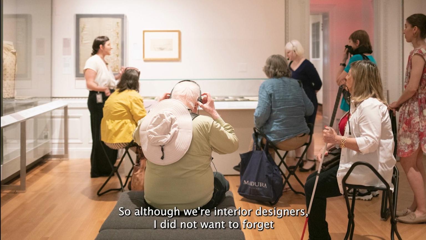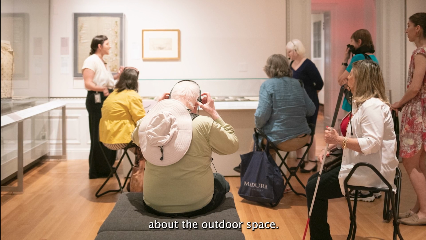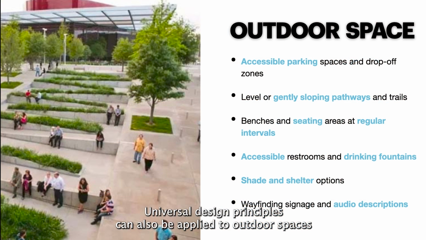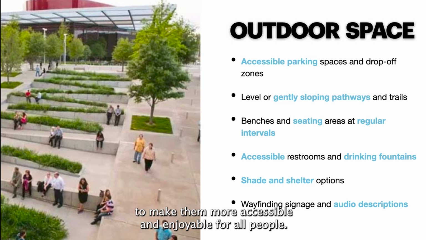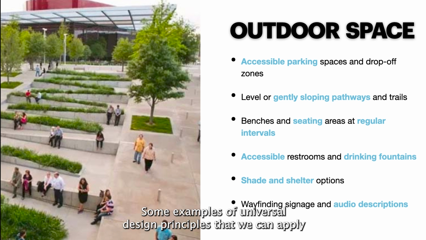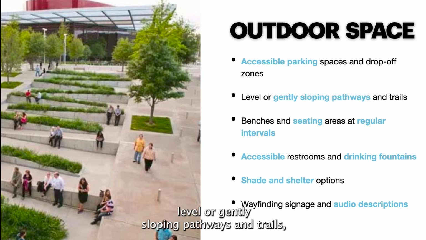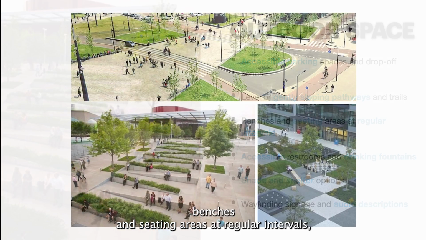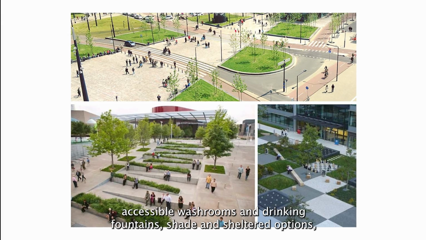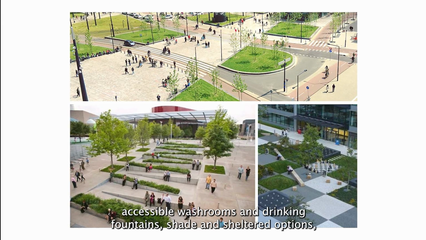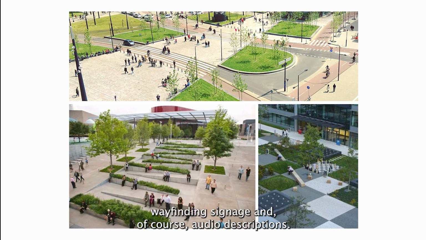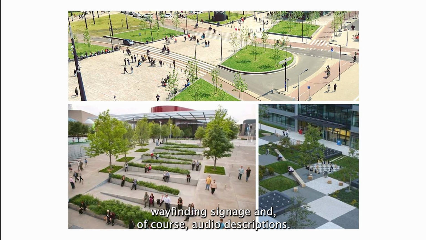So although we're interior designers, I did not want to forget about the outdoor space. Universal design principles can also be applied to outdoor spaces to make them more accessible and enjoyable for all people. Some examples of universal design principles that we can apply in your outdoor space include accessible parking spaces and drop-off zones, level or gently sloping pathways and trails, benches and seating areas at regular intervals, accessible washrooms and drinking fountains, shade and sheltered options, wayfinding signage, and of course, audio descriptions.